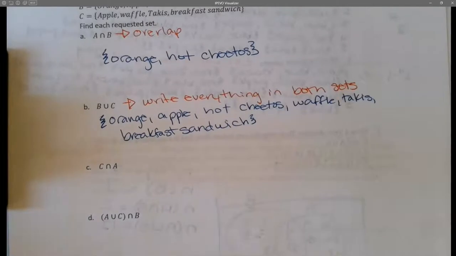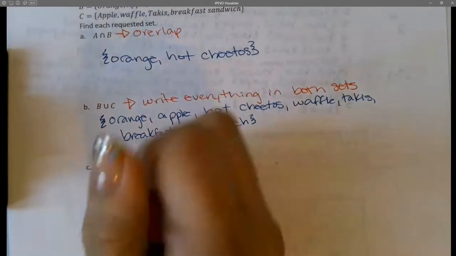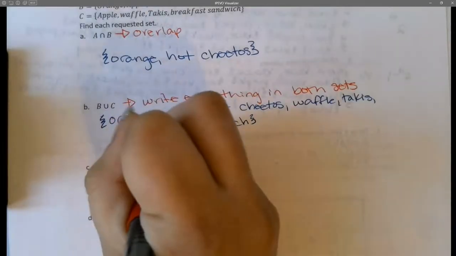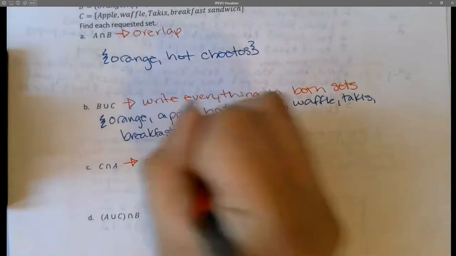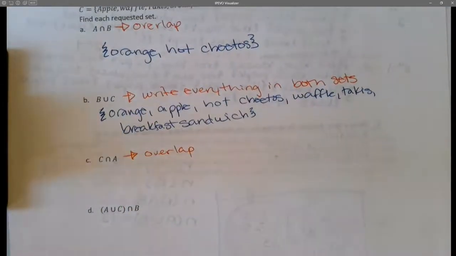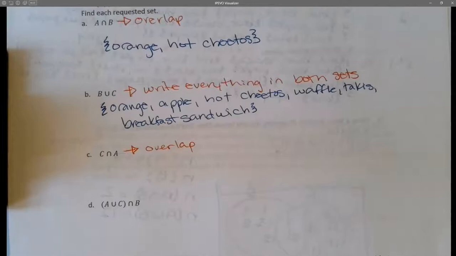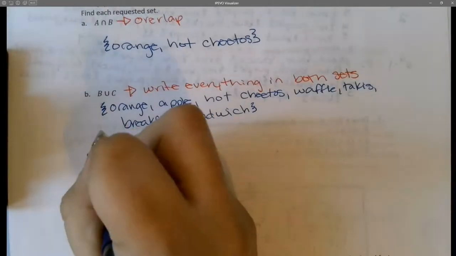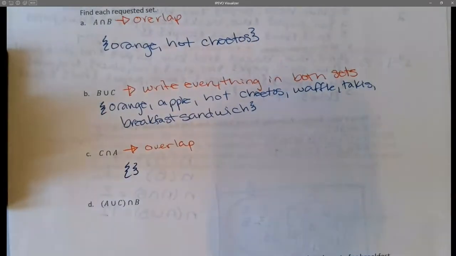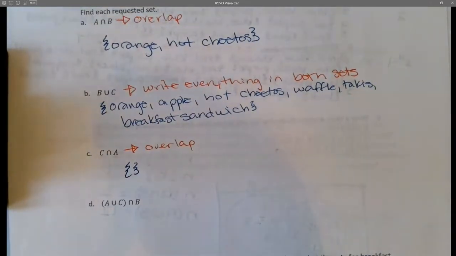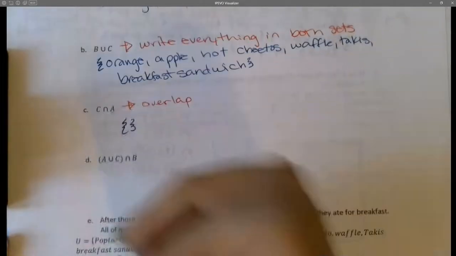Okay. Next one is the intersection of C and A. So again, I'm looking for the overlap. They have in common nothing. So this is the empty set when they have nothing in common. D is asking for the union of A and C, and then up from that, the intersection with B. So I always want to find the stuff in parentheses first.